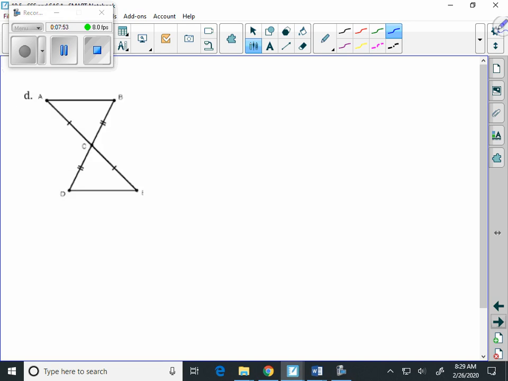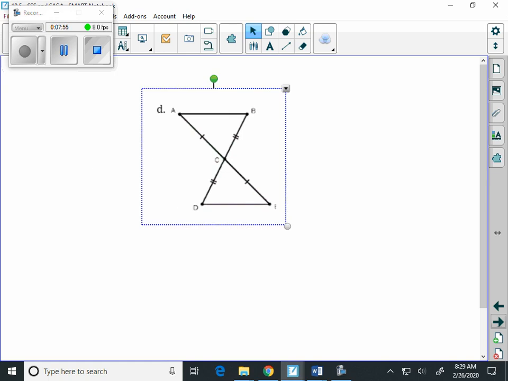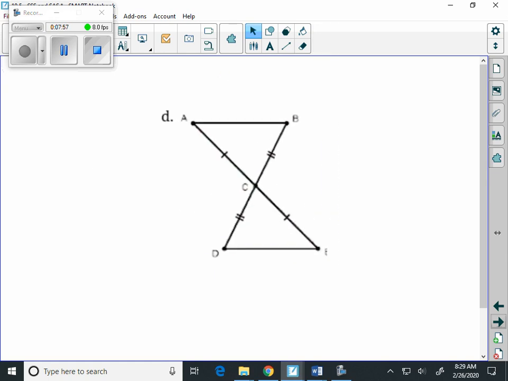If we look at letter D here, what we have right now is two sides. We've got this side, it's congruent to this side. We have this side is congruent to that side. And again, we're trying to determine, do we have side angle side? Do we have side, side, side? Do we have neither?